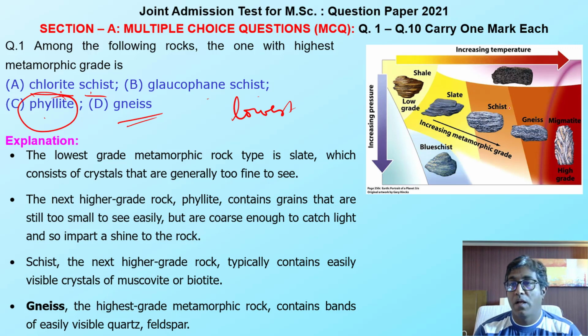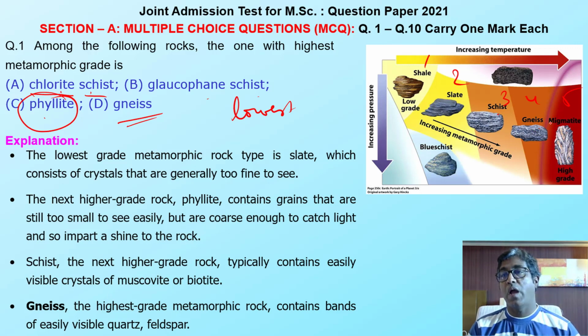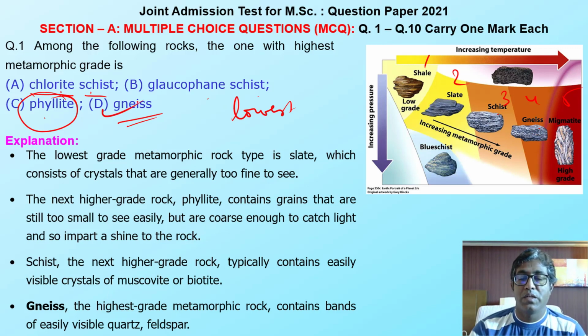Now schist, if I divide in sequence, comes on level 3, where gneiss comes on level 4 and migmatite at a higher level at 5. So as per this chart, you can easily deduce that the answer is gneiss. Very simple question, it doesn't require too much explanation, even though I tried to explain a bit.